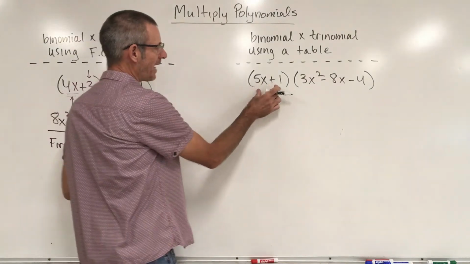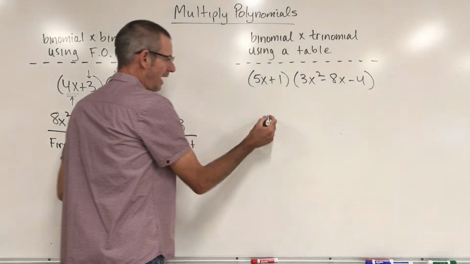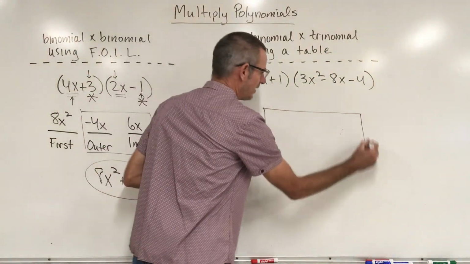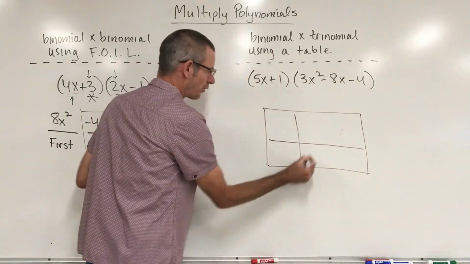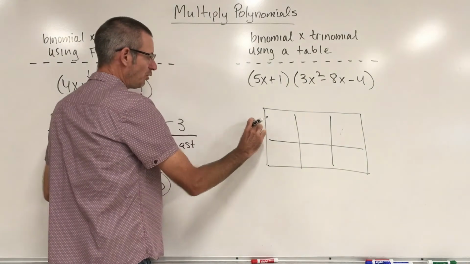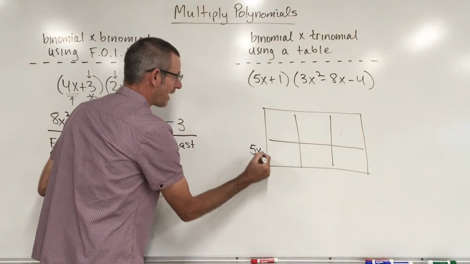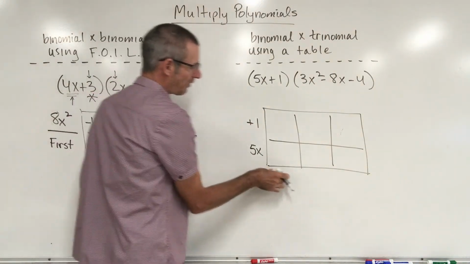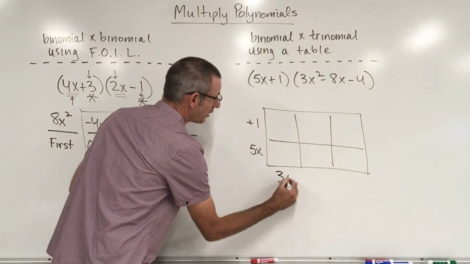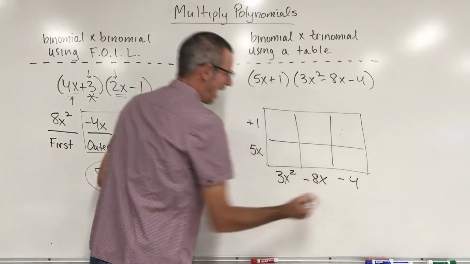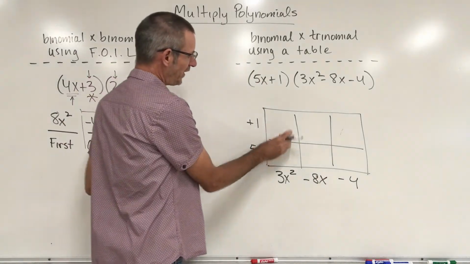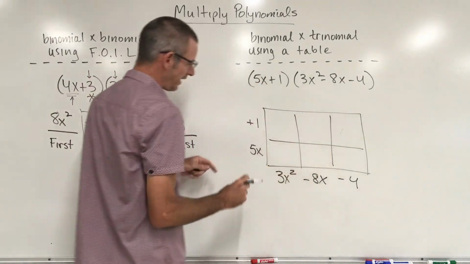So since it's a binomial and a trinomial, I'm going to make a table that is 2 rows and 3 columns. And where my 2 rows are, I'm going to put the terms of my binomial. And where my 3 columns are, I'm going to put the terms of my trinomial. And then I need to multiply to fill in these 6 monomials here.